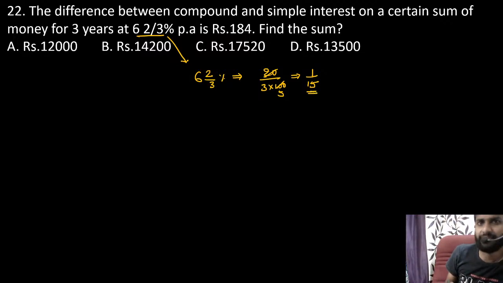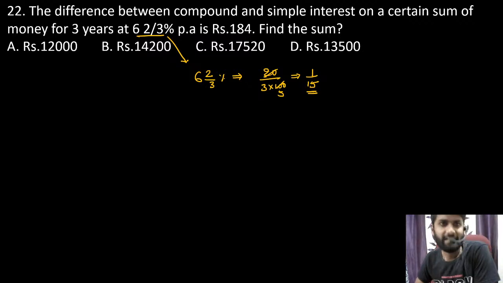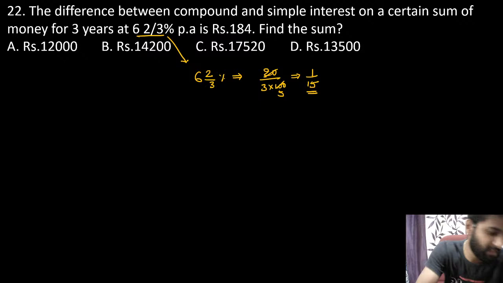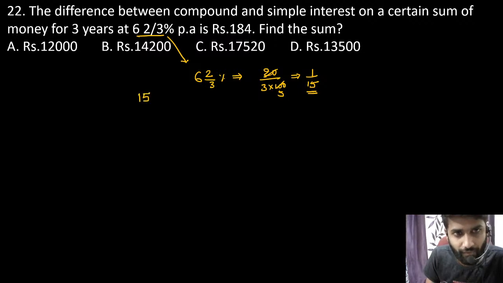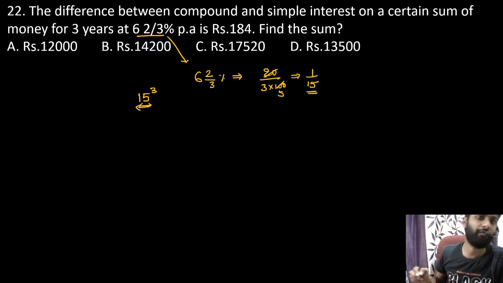So the difference between the compound and the simple interest on a certain sum of money for 3 years, at 6 2/3 percent per annum, is 185 rupees. Find the sum. Sum means we need to find the principal. Just observe, guys. We don't know the principal, so we need to assume one. I just assume a value of 15 cubed.